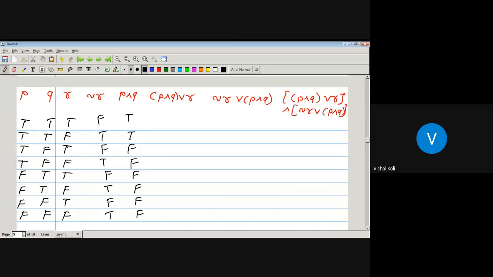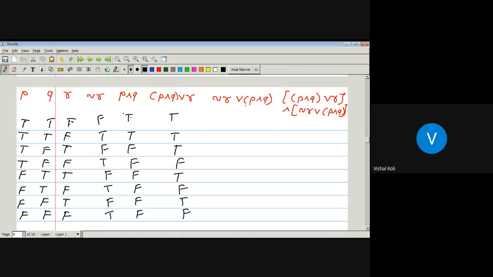Now, P and Q or R, this one with this one. And we know that if P and Q are two statements, then P or Q is false if and only if both are false. This one true, this one true, this one true. This one F, this one T, true, T F, T, F F, F, both are false, then only false. T F, T, F F, F, T F, T, F F, F. Okay.